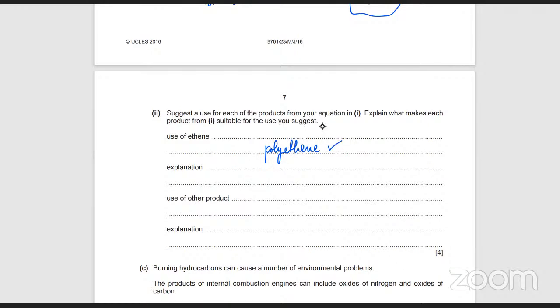How can you make polyethylene from ethene? Because it's got a double bond. It's an unsaturated hydrocarbon which can be polymerized. You can make polymers out of it.